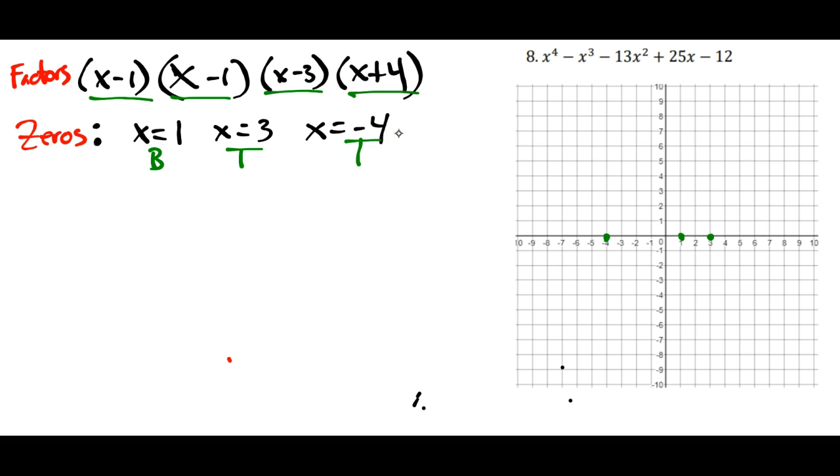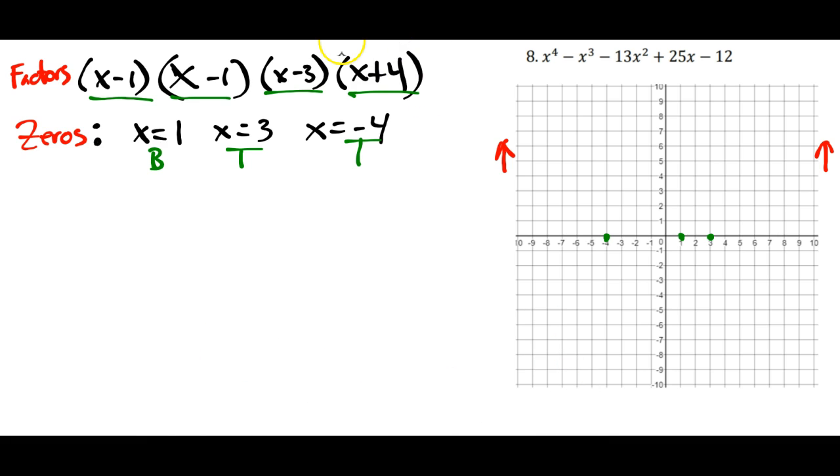When I look at the end behavior, the leading coefficient is 1. That's positive. It's going to be going up. And the exponent here is 4. The degree of the function is 4, and so that's going to be even. And so it's going to match the right side. So it also is going to go up on that side.